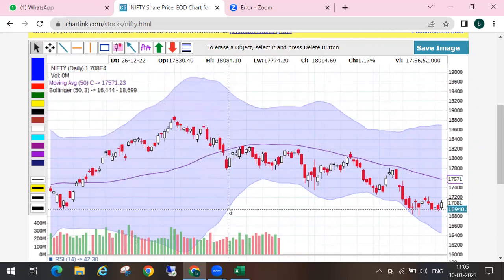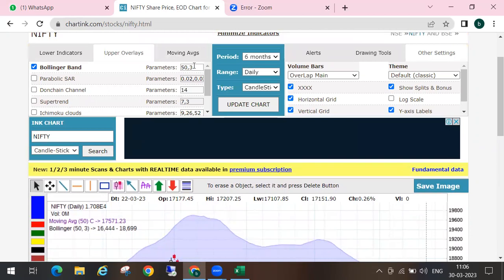So this becomes wider; the height of the band increases. Then what will happen if I decrease this? Say I decrease this to 10 and 2.